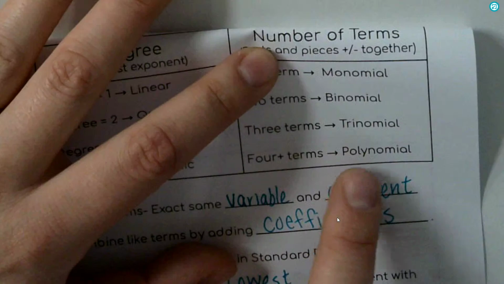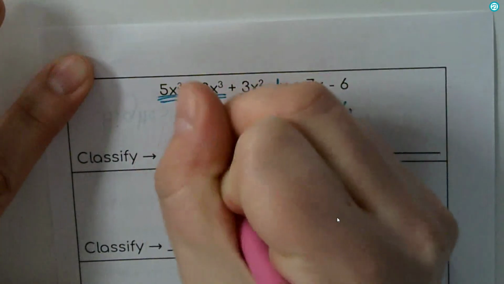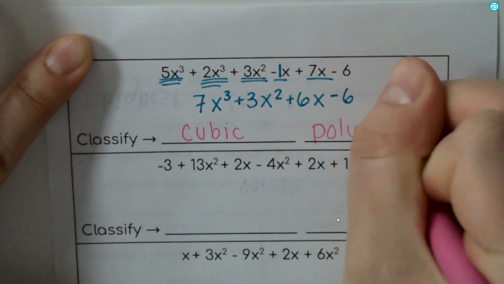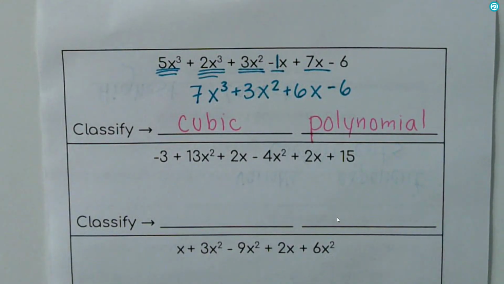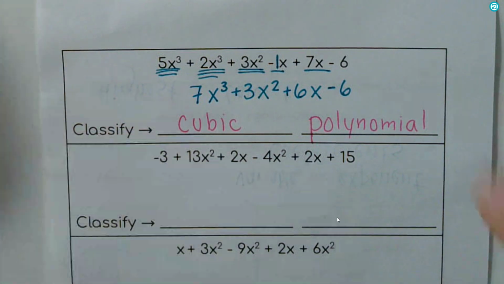So 4 or more terms is a polynomial. So on my first line, I write cubic. And on my second line, I write polynomial. We always want to classify based off of degree first, because these classifications are adjectives and these are nouns. And in the English language, we use adjectives before nouns. It would be like me saying shirt green versus green shirt. So this is a cubic polynomial. Any questions right now?